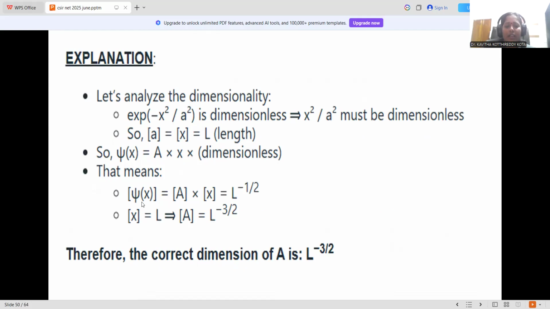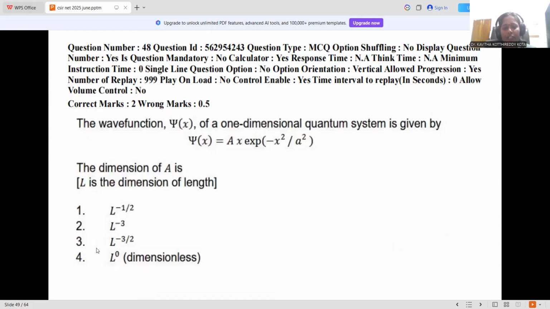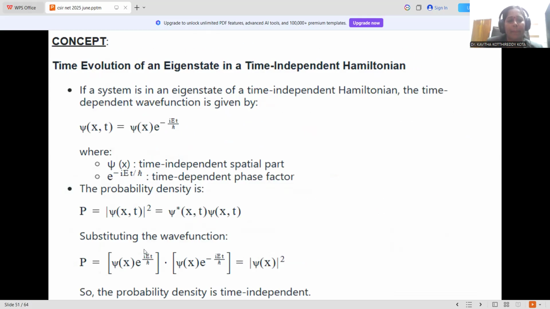That indicates what? Psi x is equal to A into x, and the psi x value is length to the power minus 1 by 2. Then x is equal to length, right? X is equal to length. So A is equal to length to the power minus 3 by 2. That is given in option number 3. So for question number 48, option 3 will be the correct answer.